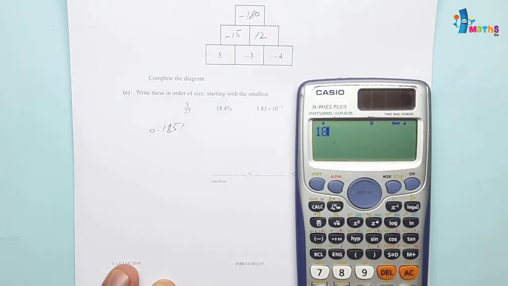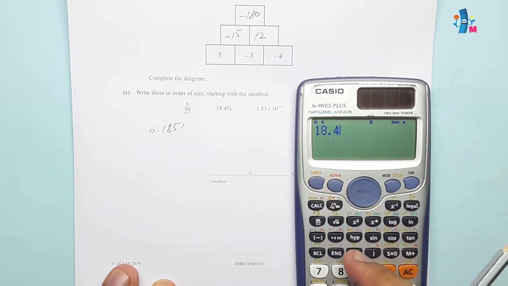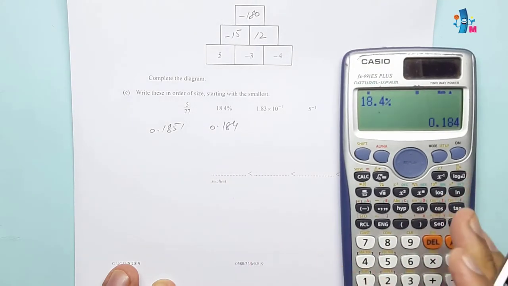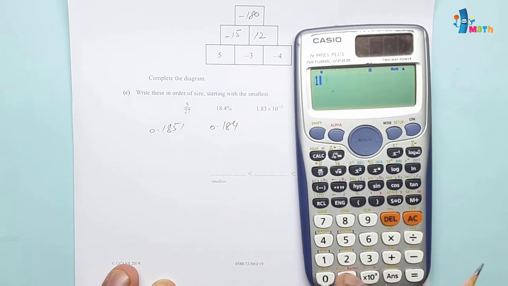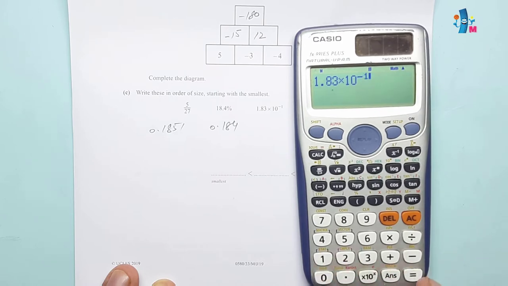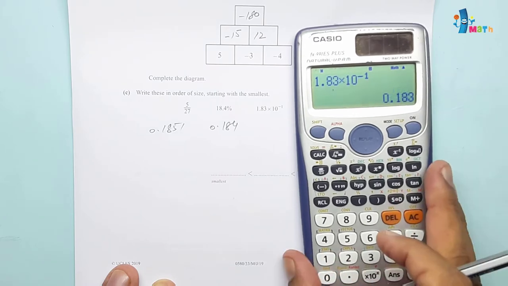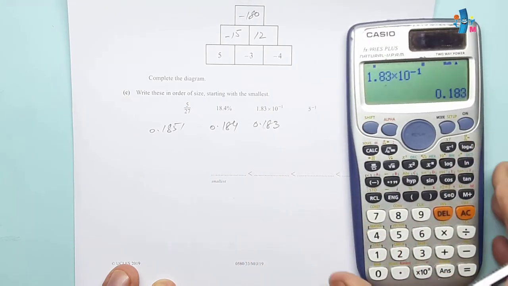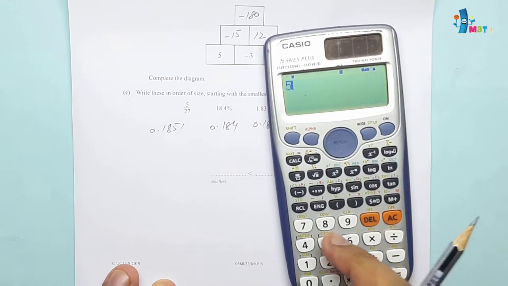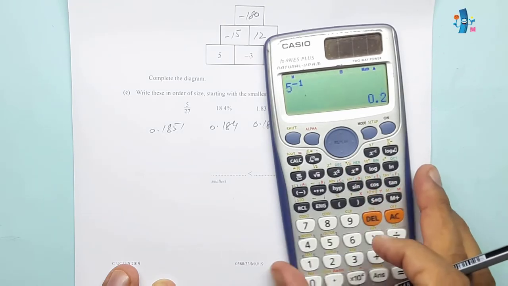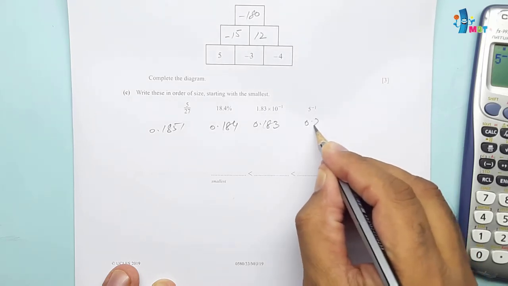18.4%, 18.4 percent will be equal to 0.184. Similarly, this one, 1.83 into 10 raised to the power minus 1, this will be equal to 0.183. Similarly, 5 raised to the power minus 1 will be equal to 0.2, this will be 0.2.